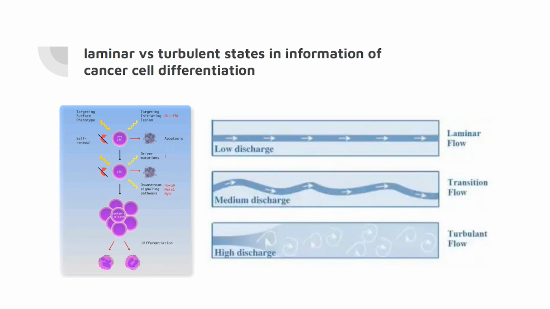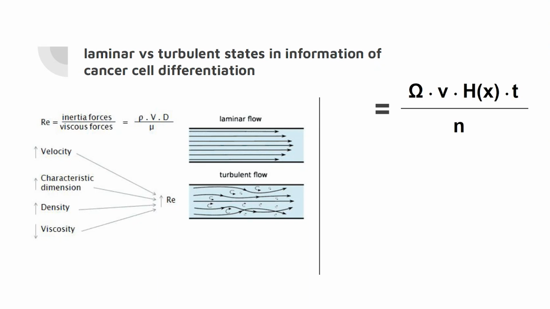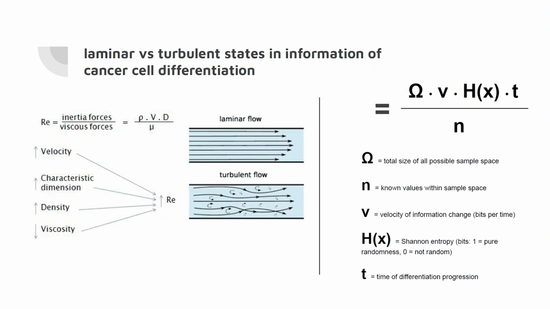So Reynolds came up with an equation to describe laminar versus turbulent flow. If the number is smaller, it's more laminar. If it's larger, it's turbulent. So I thought I could do the same thing, but using data flow to describe this phenomenon. So we have omega being the total size of the entire sample space. It's like the width of the pipe. N being the known, that should be n squared, by the way, so the units cancel.